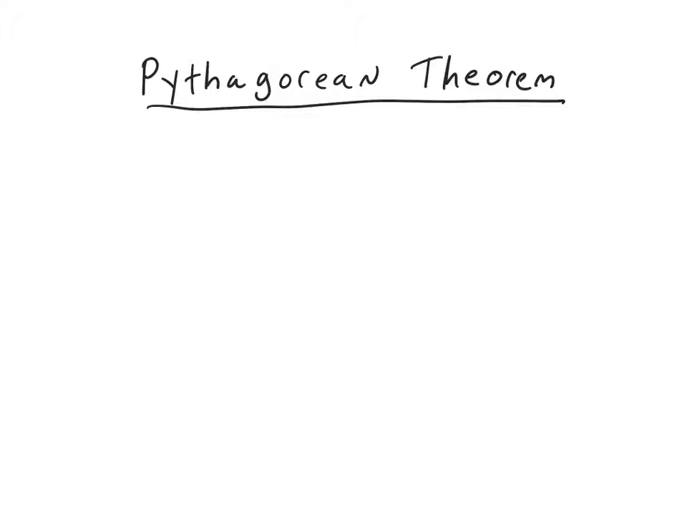These are the video notes for the Pythagorean theorem. You've all been exposed to the Pythagorean theorem before, and if I asked you what the Pythagorean theorem is, I would probably get this for an answer. You would probably tell me that a squared plus b squared equals c squared. What does this mean?